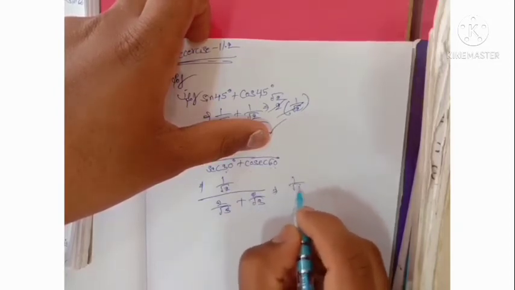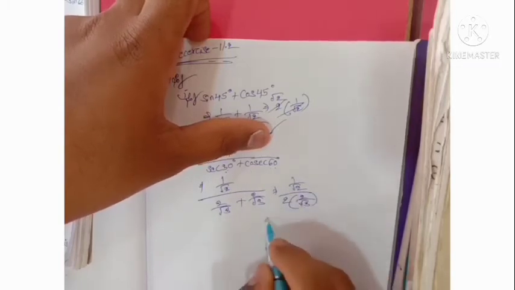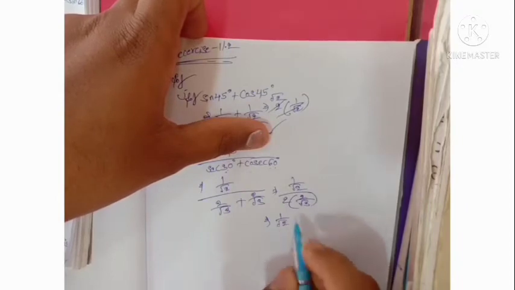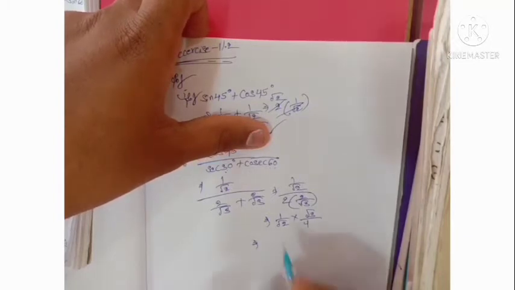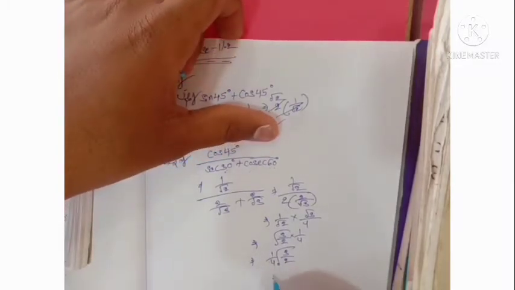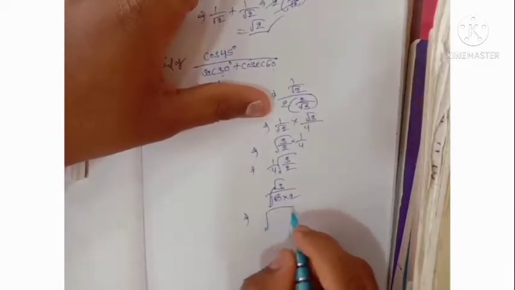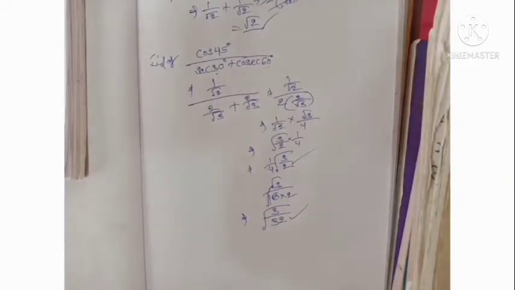Next, 1 by root 2 by 2 into 2 by root 3. Then 1 by root 2 into root 3 by 4. Next, root 3 by 2 into 1 by 4, or 1 by 4 into root 3 by 2. If you want to do this one, root 3 by 16 into whole root. That's 3 by 16. So we get all in this one. Okay, next. What value did they give in this one? Okay, next solution.